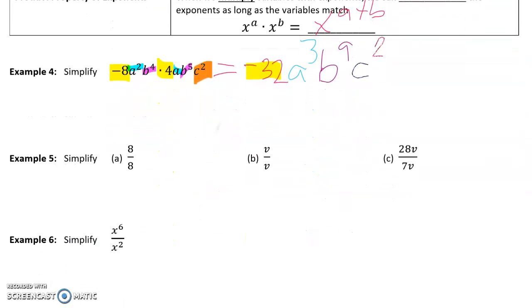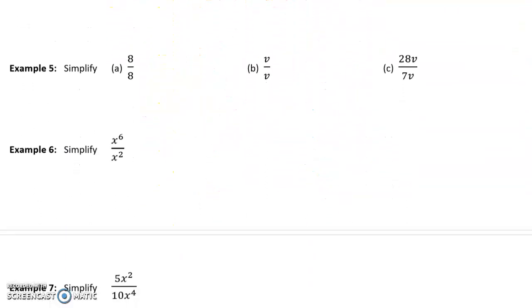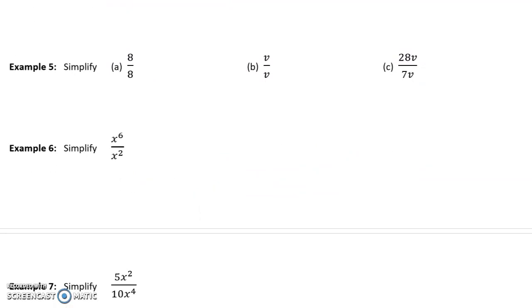We'll scroll up here, and now let's look at some division problems. Now let's look at example 5. What's 8 divided by 8? Yeah, that equals 1. Whenever you divide something by itself, it equals 1. So let's transfer our knowledge. What's v divided by v? If we have anything divided by the same thing, it's always going to be 1.